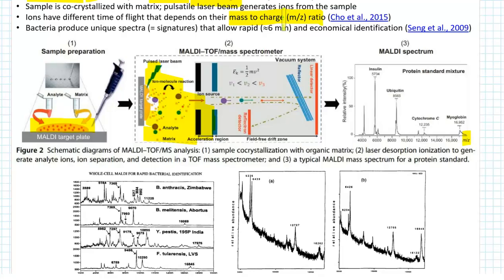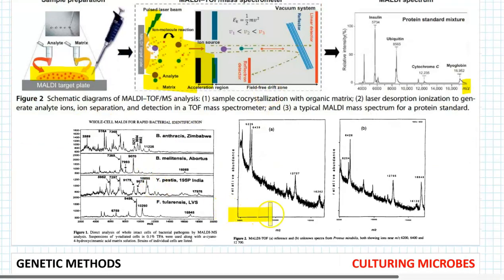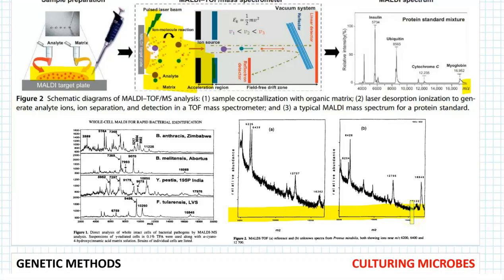So these particles will fly and they will hit the detector, and the detector will record an image like that with peaks. Now remember, those peaks, they represent the fragments of cells.